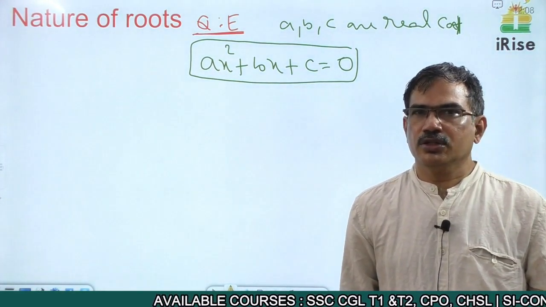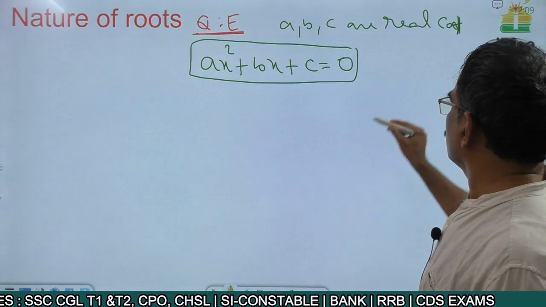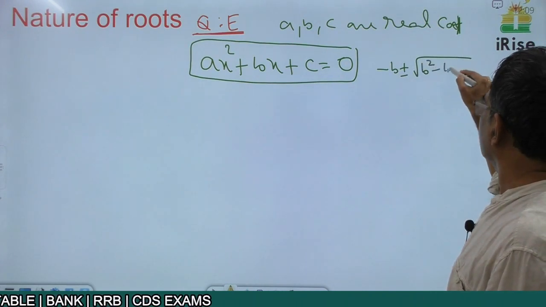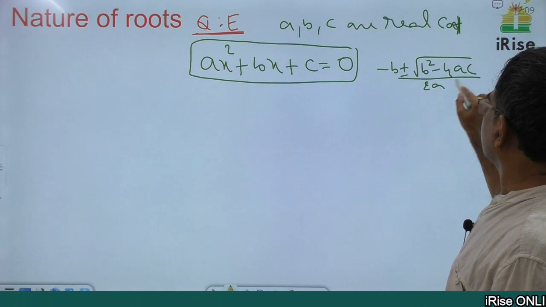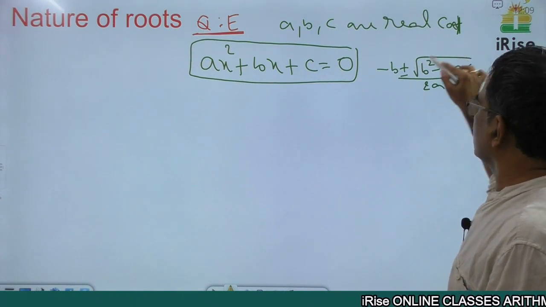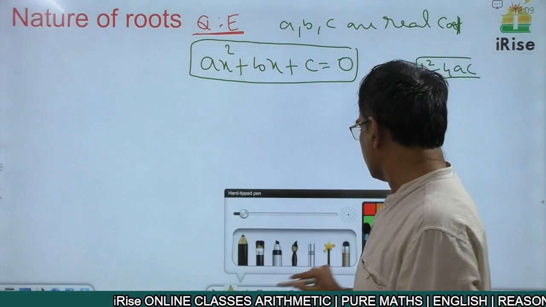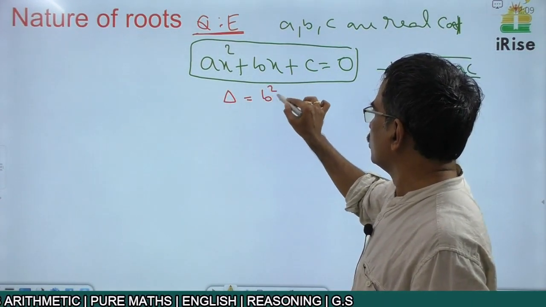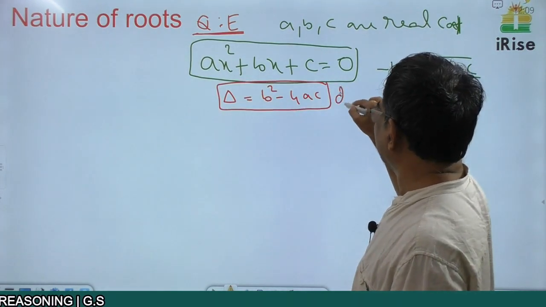If they are real coefficients, the roots of the quadratic equation are minus b plus or minus root of b square minus 4ac by 2a. Here b is real, a is real, so the nature depends on b square minus 4ac. Here b square minus 4ac is called delta. Delta is equal to b square minus 4ac. This is called the discriminant.